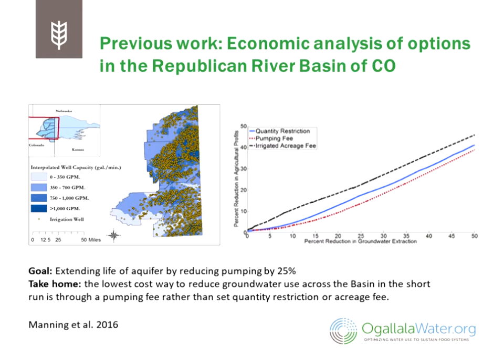And so what they found was that they compared a flat across-the-board quantity, a pumping restriction limit, which is the blue line, or a set fee on pumping, the red dotted line, or something more based on the land area basis, an irrigated acreage fee to, again, incentivize reduced water withdrawals. And what they found was, in terms of the percent reduction in agricultural profits back to the producer, that the pumping fee was the lowest cost way to reduce groundwater use across the basin in the short run.